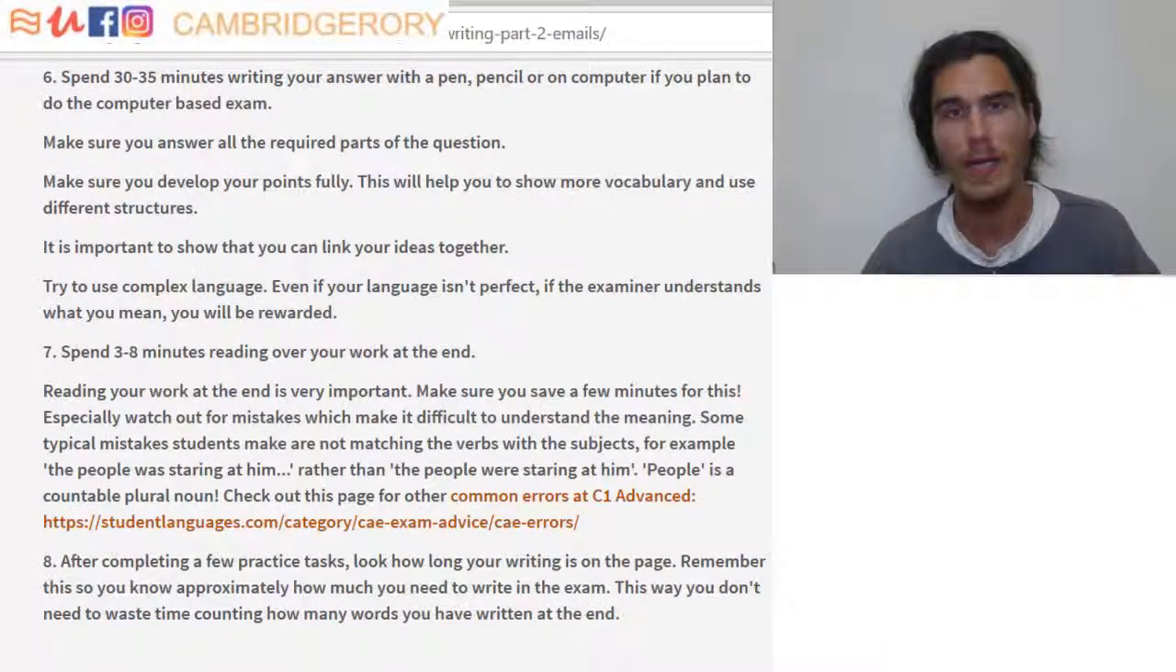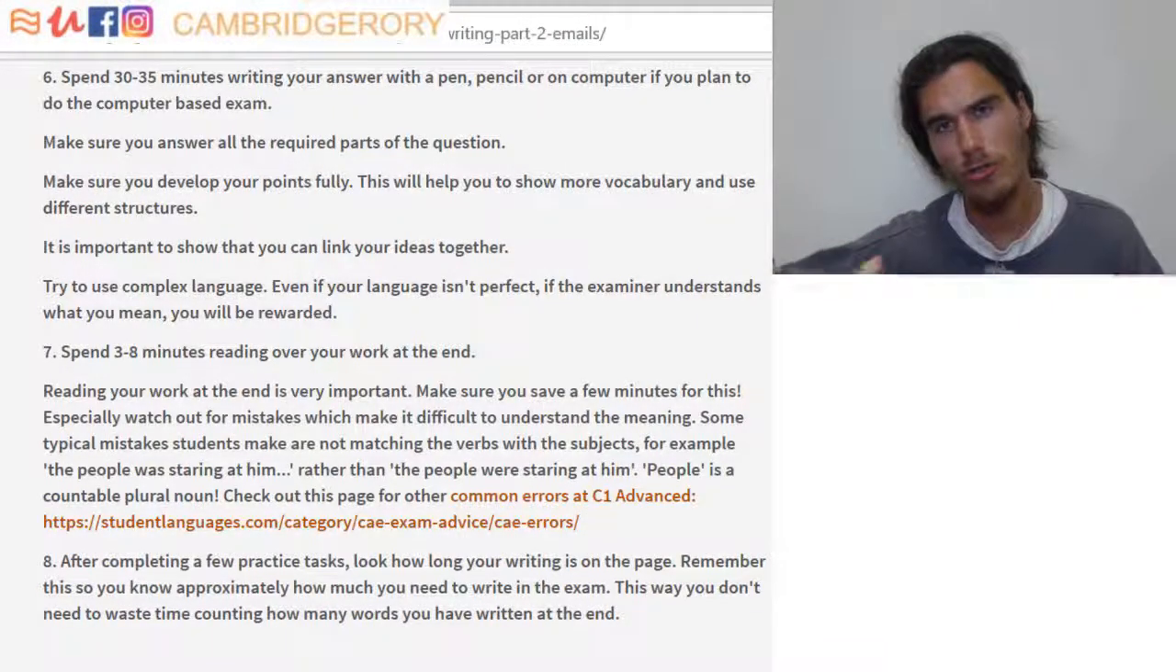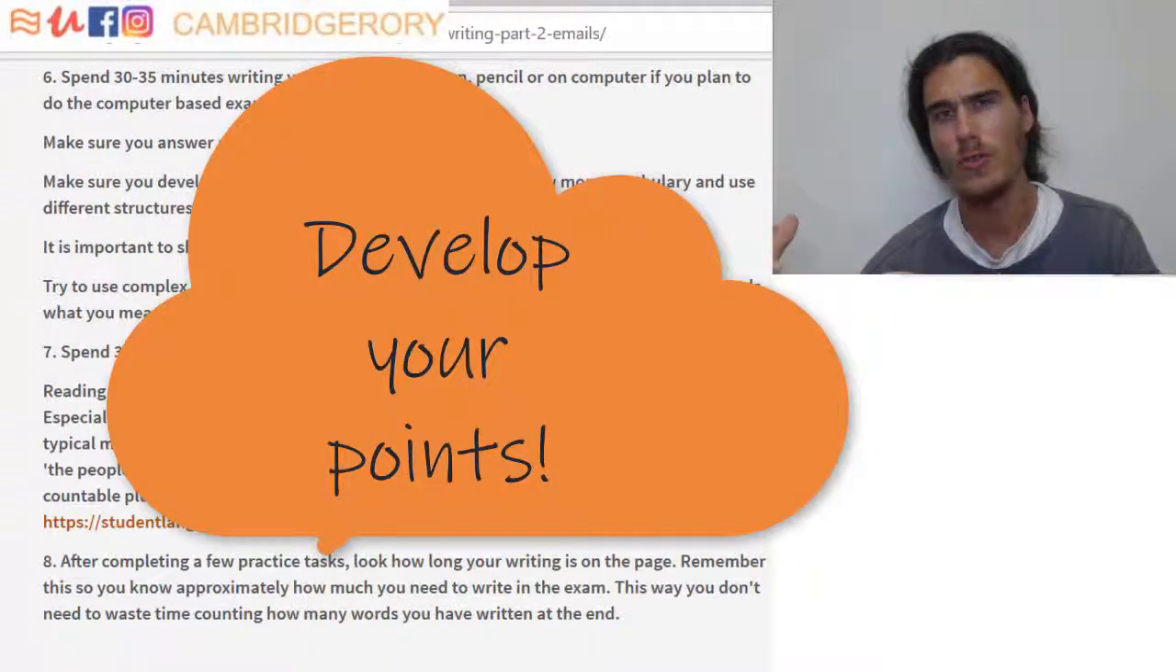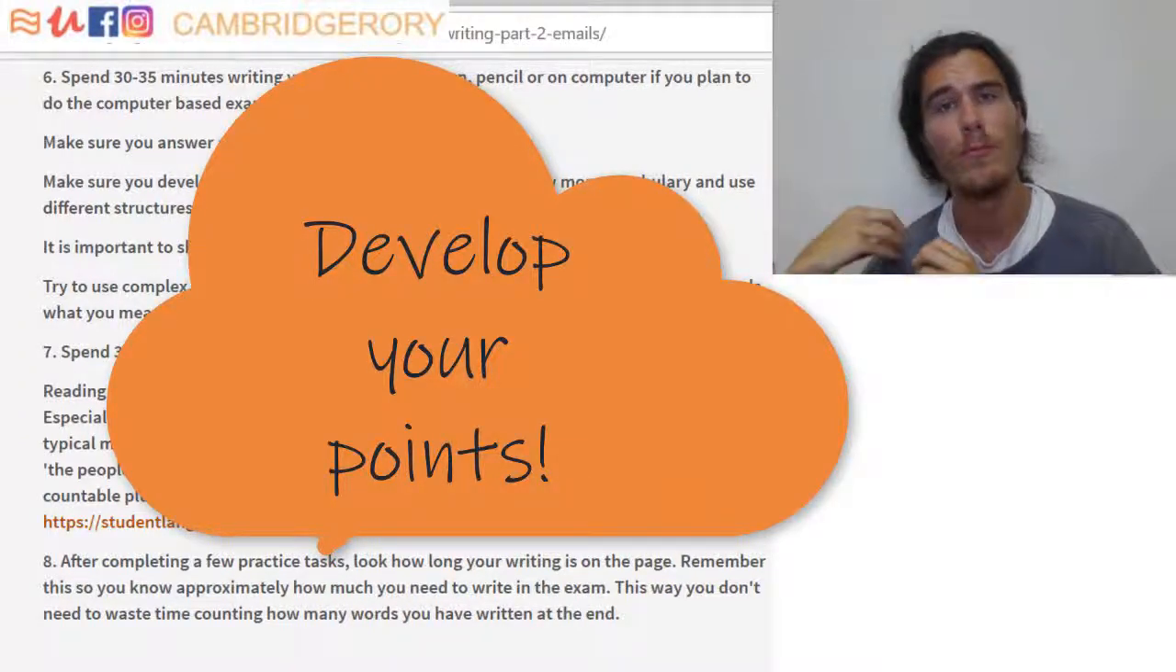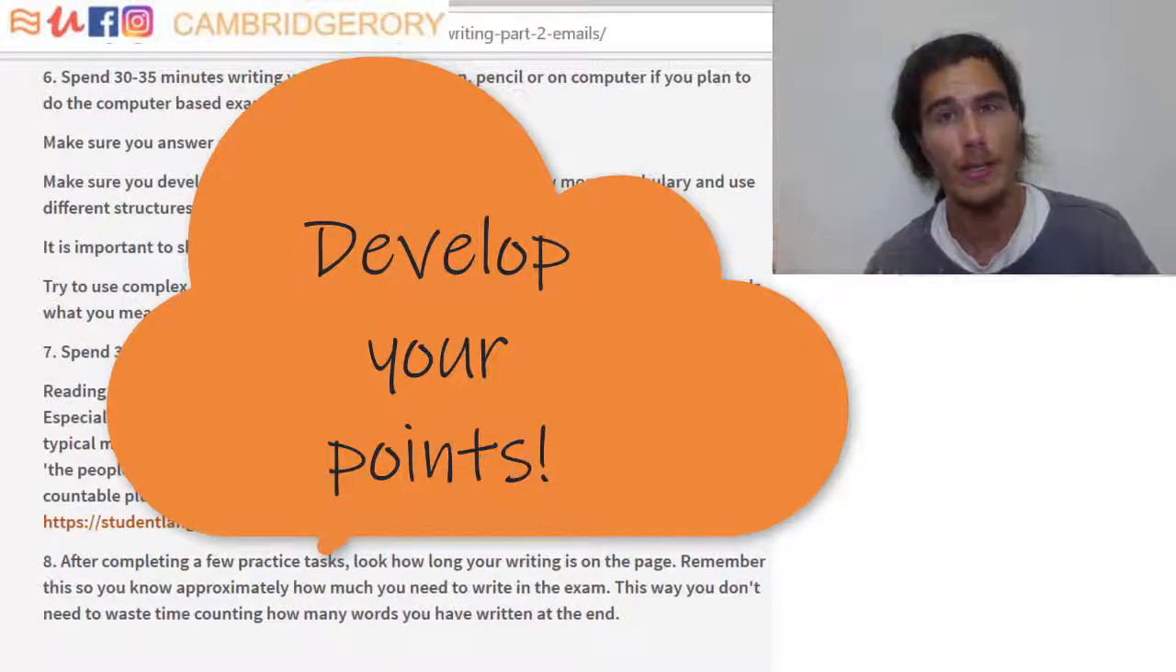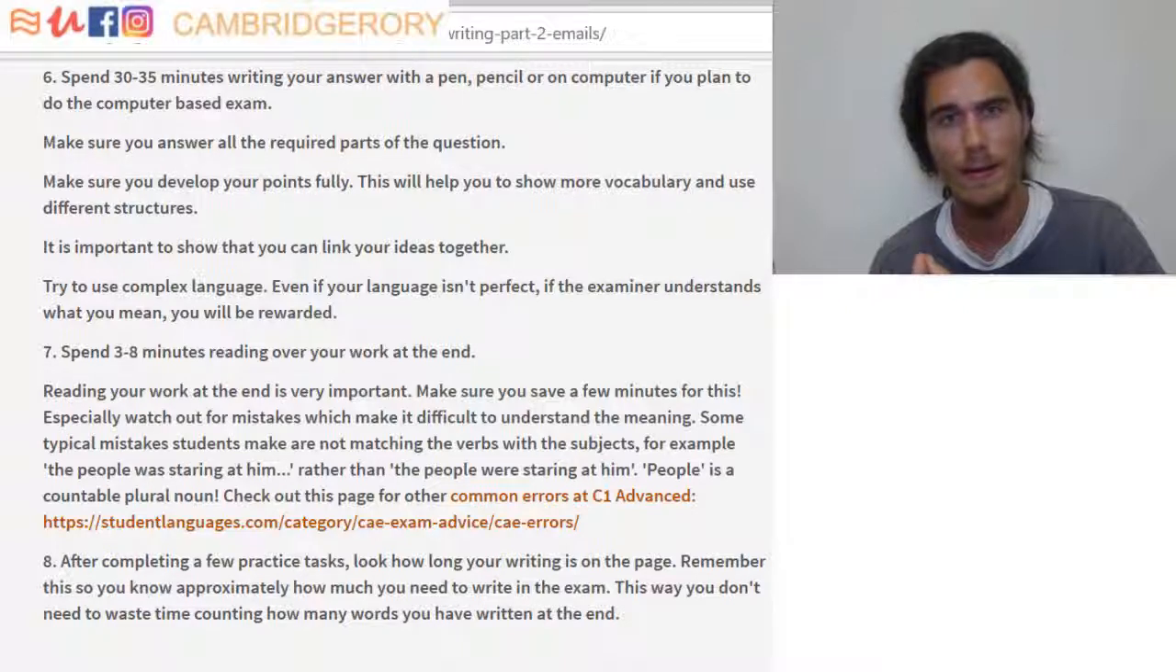So when you are writing, when you make a point, try to develop this point as much as you can, because this will give you more opportunity to show your language, your vocabulary, and your grammar structures. So when you're practicing, write a point, try to develop it. Try to turn one sentence into 3 or 4 sentences.